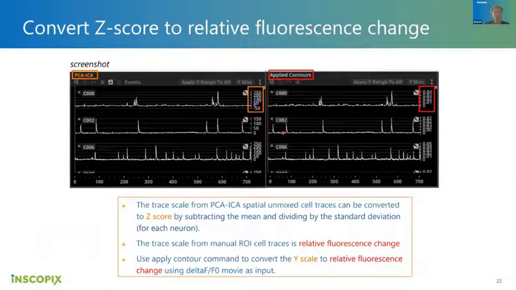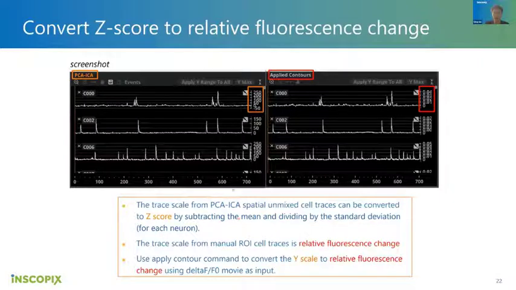One commonly asked question is about the scale of the traces output. The Y scale from the PCA-ICA, I think it's complicated. From the spatial unmixed cell traces, it's not exactly Z-score. It's kind of related to the input movie, but I think it's recommended to convert into Z-score. It's pretty easy mathematically, just subtract the mean and divide by the standard deviation.